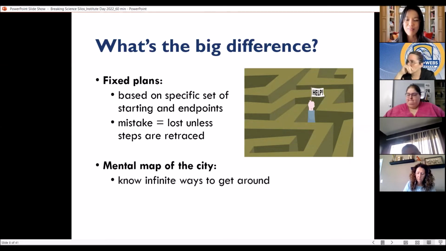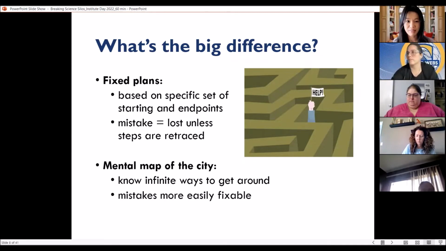But if you have a mental map of the city, you know infinite ways to get around. It's okay if Main Street is closed. You totally know how to get around that block. You don't need Google Maps to update. You know which general direction you need to go. You know which streets are one way. So mistakes and closures are not that big of a deal, and they're much more easily fixable. So why do I bring up this analogy that Mr. Skemp presented?